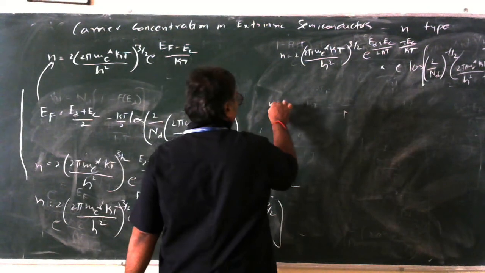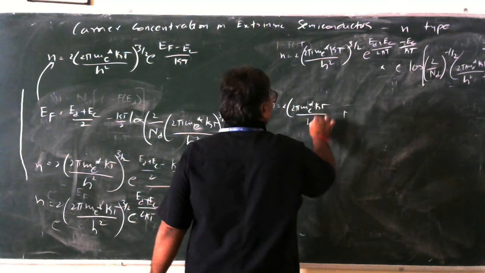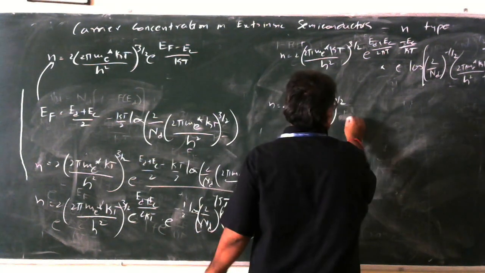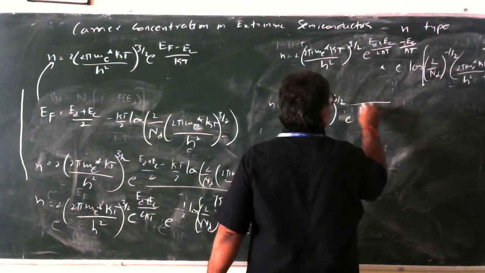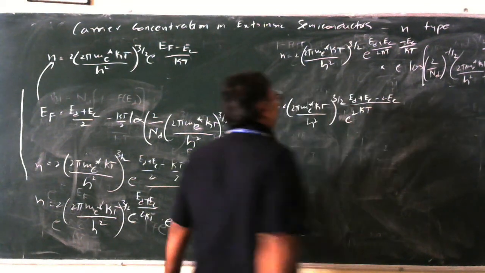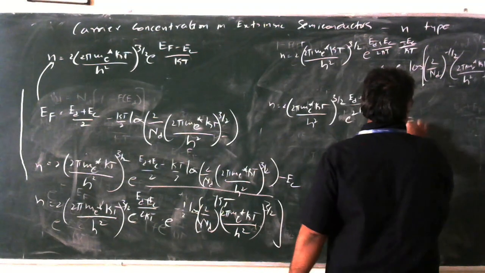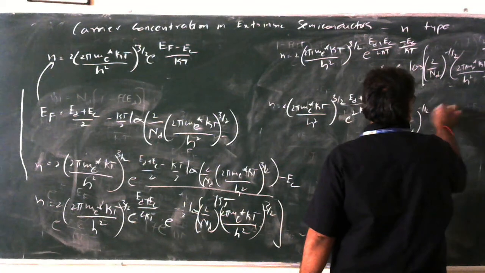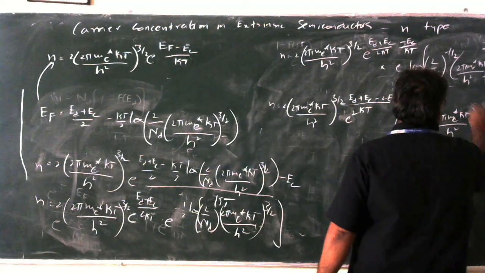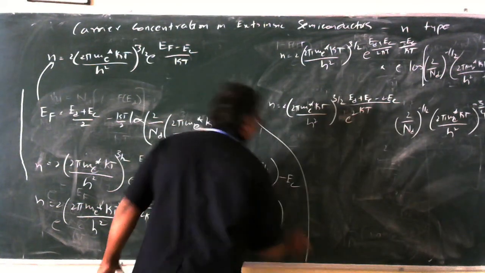This becomes n equals 2 into (2πm_e*kT/h²)^(3/2) into exponential of... let us take kT as the LCM. Here we get (Ed + Ec − 2Ec)/2kT, into, here exponential and log get cancelled by each other, into (2/N_d)^(−1/2) into (2πm_e*kT/h²)^(−3/4).